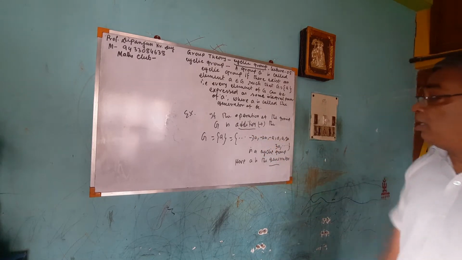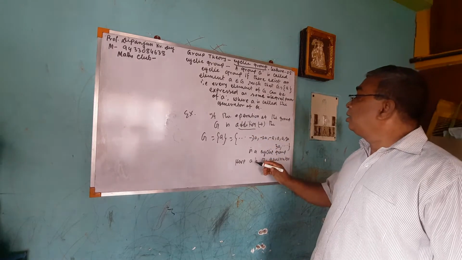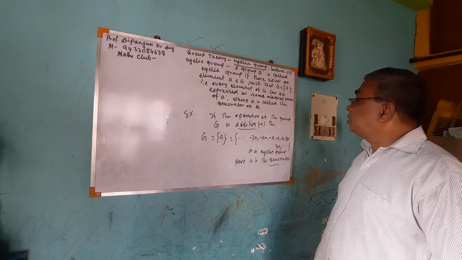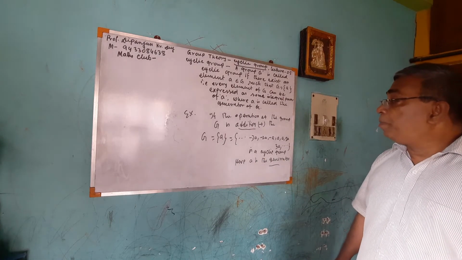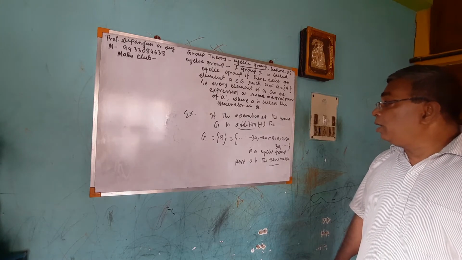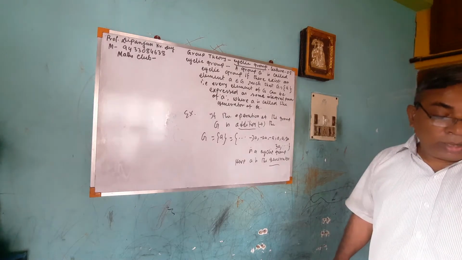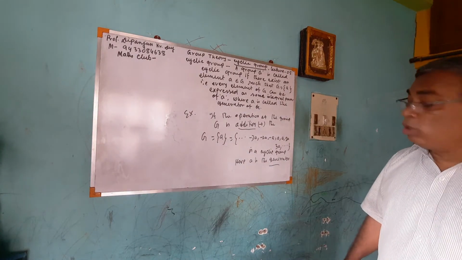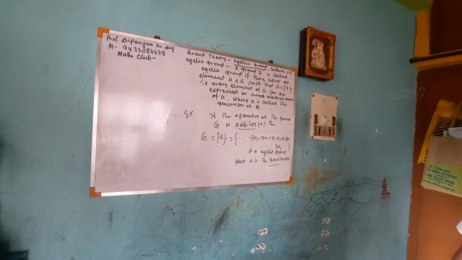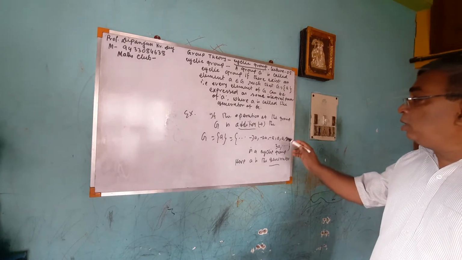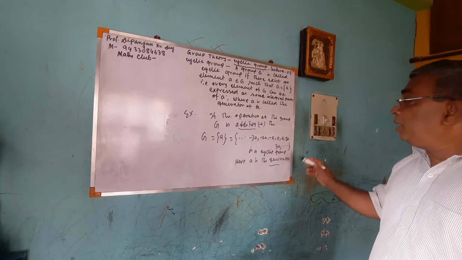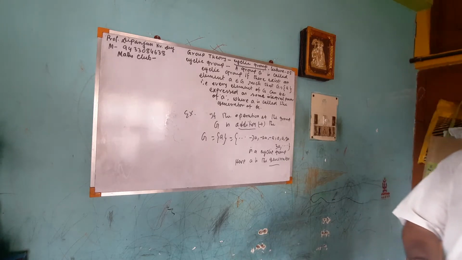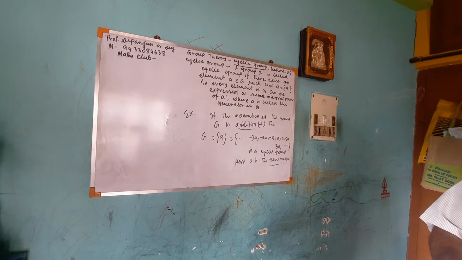That is, a plus a is 2a. a plus 2a is 3a. By this way, that also belongs to G. 2a, 3a, 4a, minus a, minus 2a, minus 3a, these all belong to G. So this is a cyclic group.